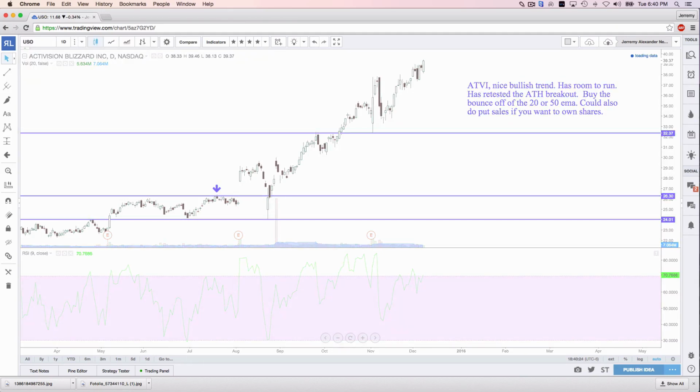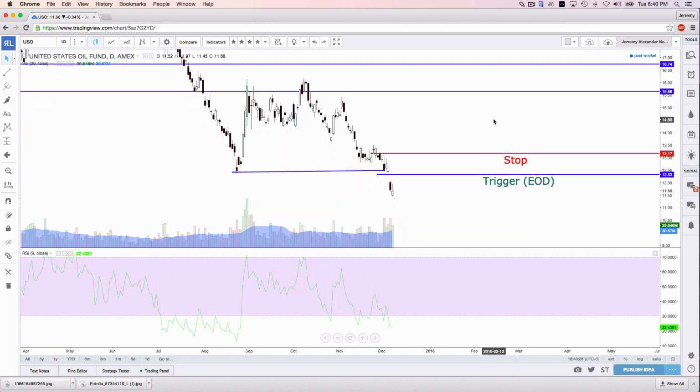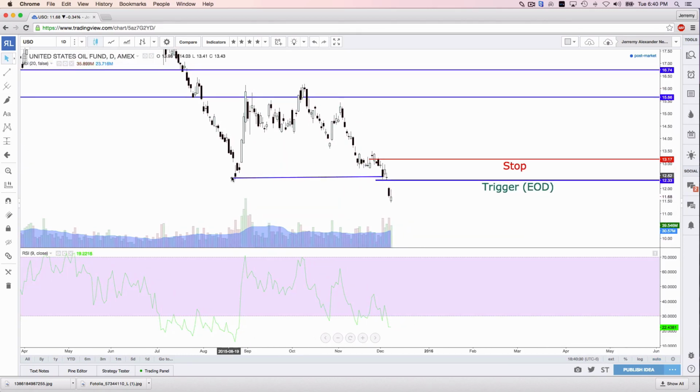Let's do one more, and then I'll have you guys wrapped up. Here's USO, the United States Oil Fund. It had a little bit of support right there. It broke support, and now RSI is down in the 22 range. Remember, 30 is where you're expecting a little bit of a market bounce, or a stock bounce potentially.